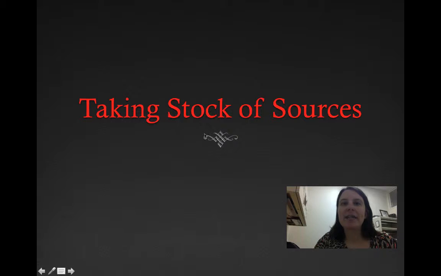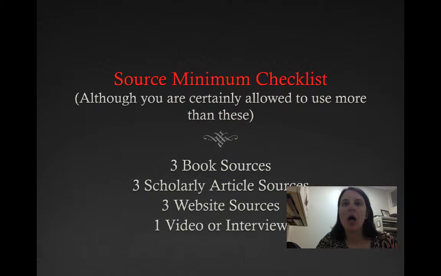So I call this taking stock of sources because even here at the very beginning, you want to organize your research. You want to know what you're looking for and be thoughtful about the sources that you're going to select. The minimums that you need to gather for the paper are 3 book sources, 3 scholarly article sources, 3 website sources, and 1 video or interview.